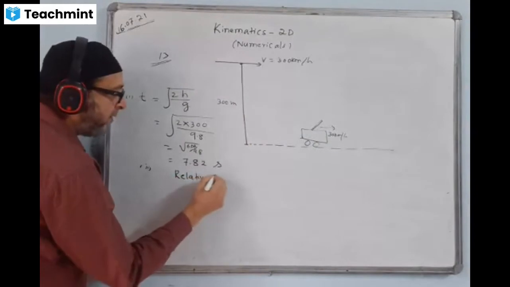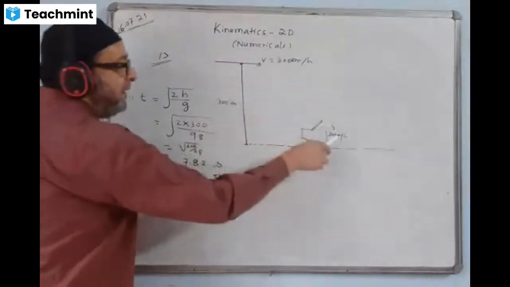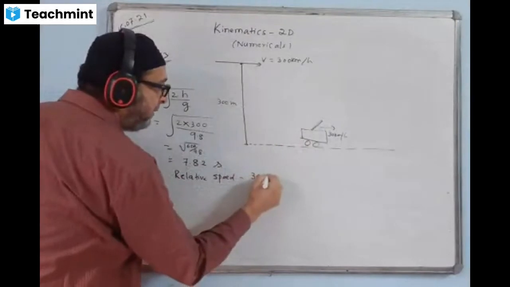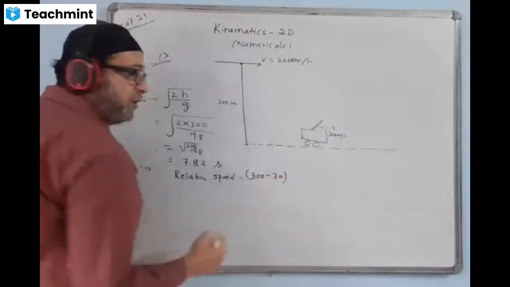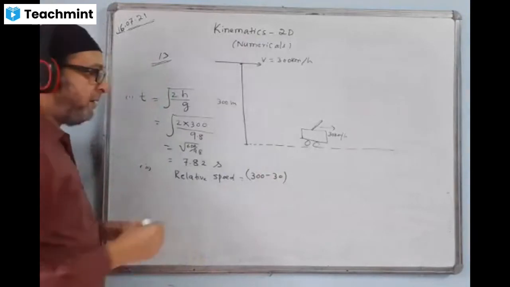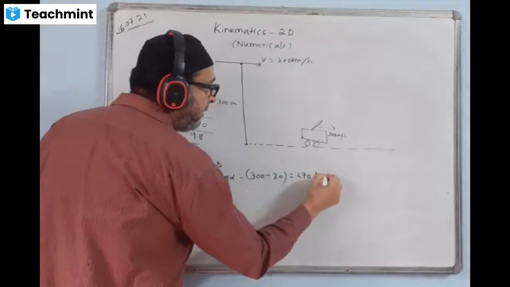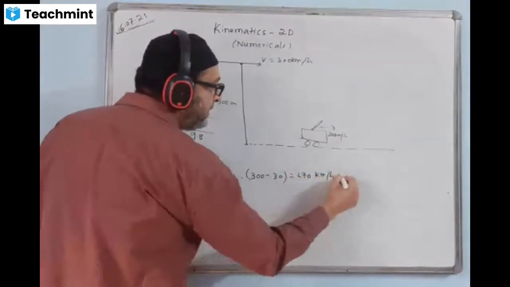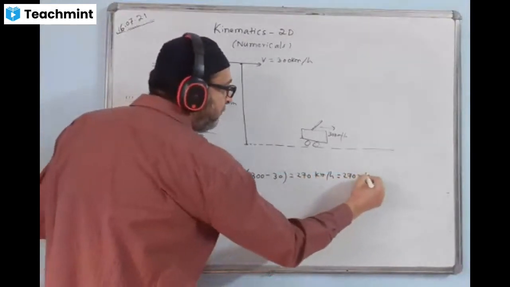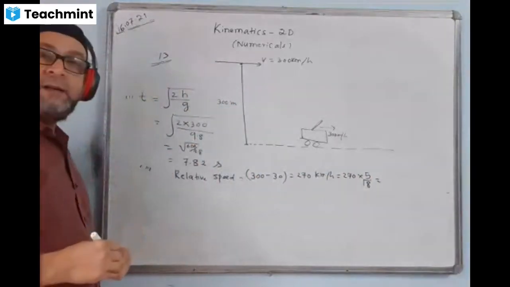Also, there are two methods. Relative speed will be equal to 300 minus 30 when they are in the same direction. And when they are in opposite directions, we have to add. So 300 minus 30 will come 270 kilometers per hour. We'll change it to meters per second: 270 into 5 by 18.